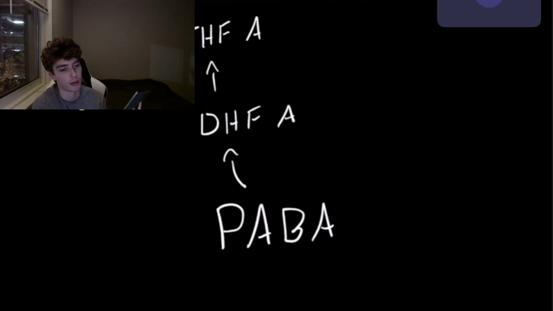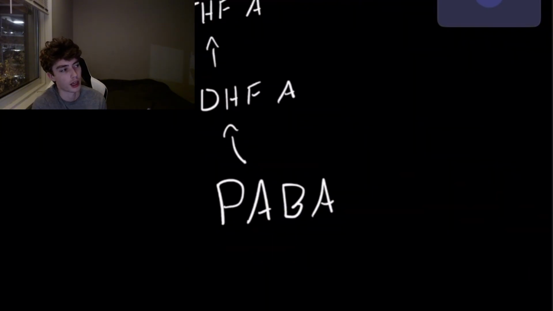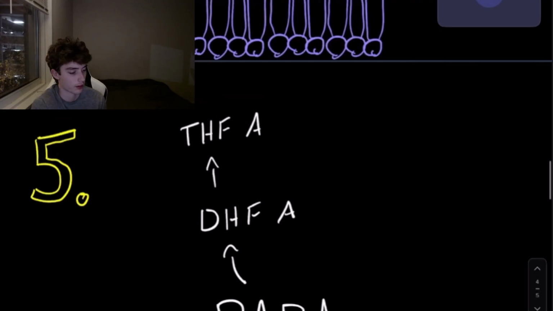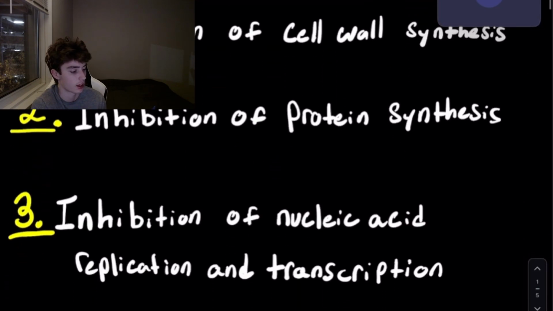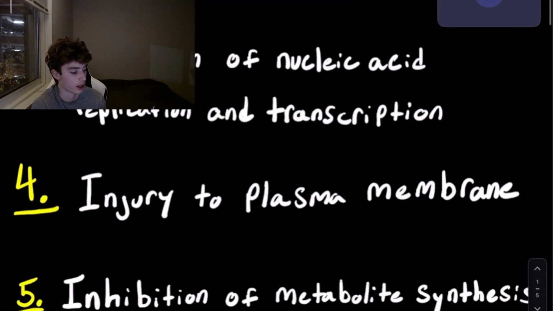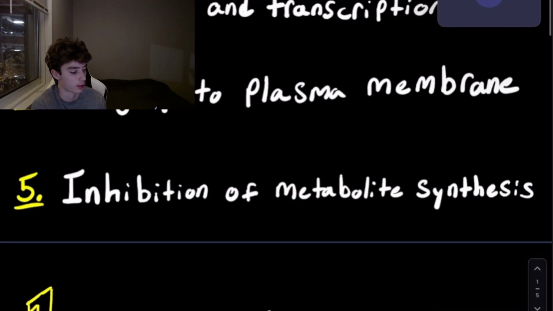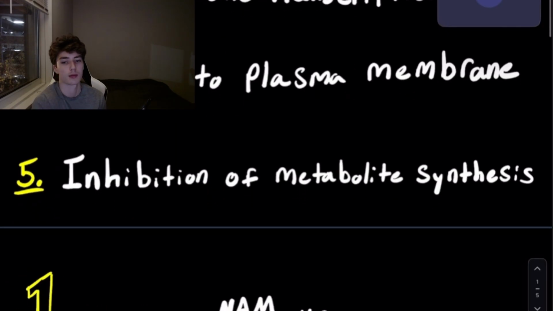These drugs often mimic normal bacterial metabolites. So what they'll do is they'll kind of trick the enzymes into binding with them instead of the real substrate. So overall, if they can't produce folic acid, they won't be able to synthesize DNA and amino acids and stuff like that. Yeah, so the 5 modes of action real quick: inhibition of cell wall synthesis, inhibition of protein synthesis, inhibition of nucleic acid synthesis, injury to plasma membrane, and inhibition of metabolite synthesis.